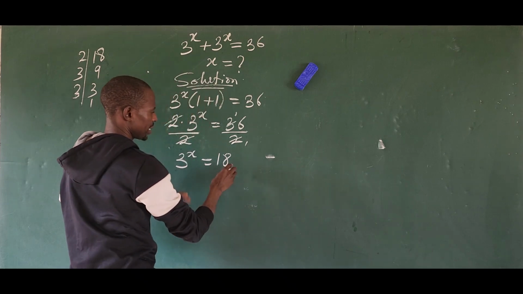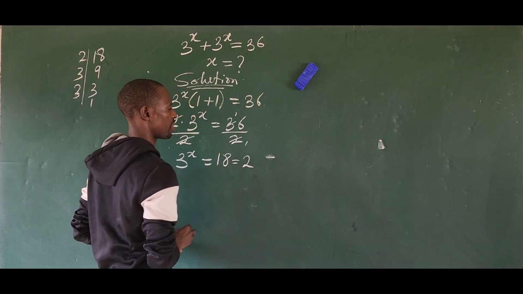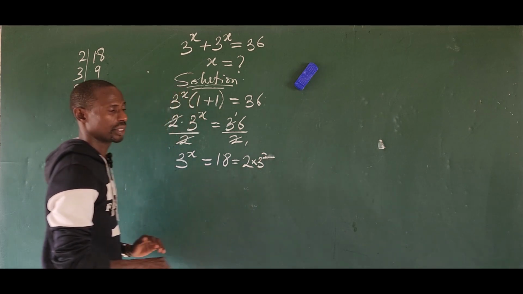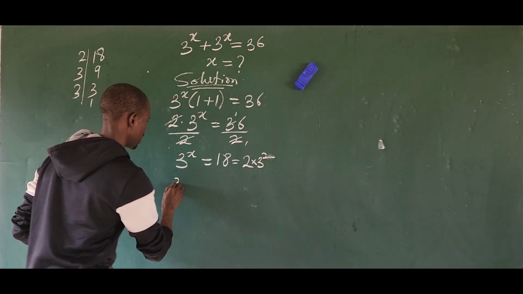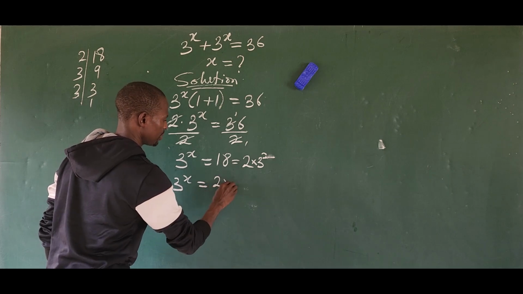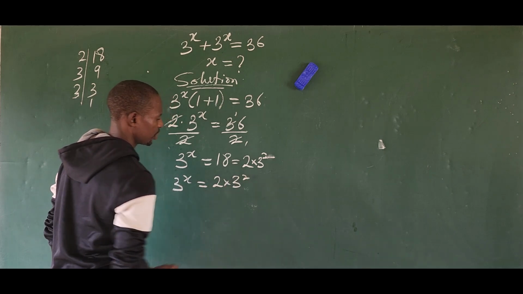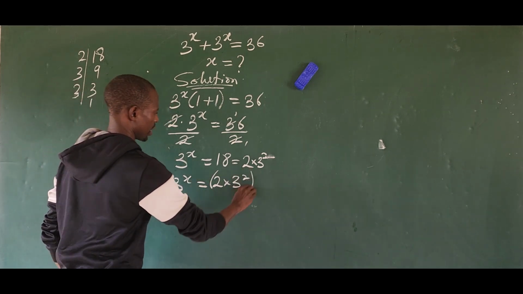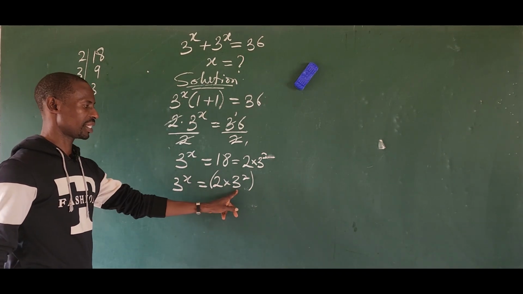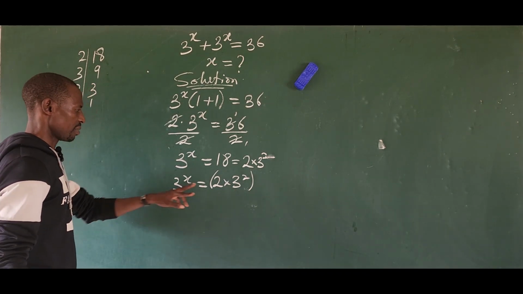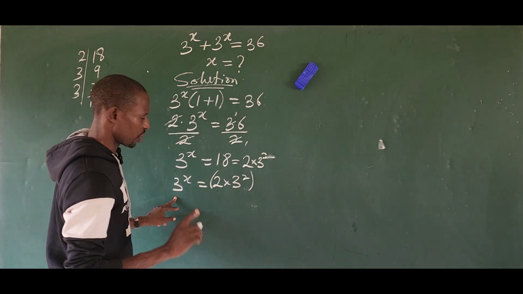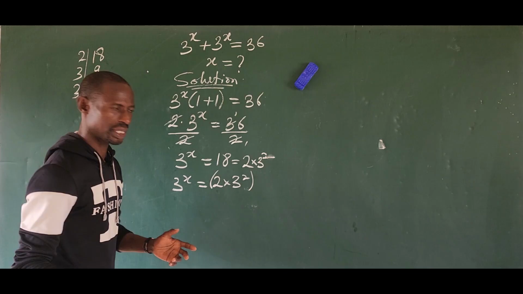So we can rewrite 18 as 2 to the power of 1 times 3 to the power of 2. Now we have 3 to the power of x equal to 2 times 3 to the power of 2. Let's put this in brackets. So we take the log of both sides of this equation. Here we have 3 as a base number, here we have 2 as the base number, and here we have 3 again. So what we do here is take log to base 3.